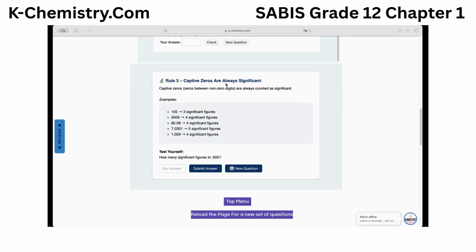Captive zeros in between non-zeros. So this is a 0 between 1 and 5. This is significant. It's okay. So I will count the 1 and the 5. So now I have two types of zeros. The zeros on the left, the leading, I don't count them. But here there are 2 zeros. So here there is 1 zero in the middle. So I'll put 3 significant figures.